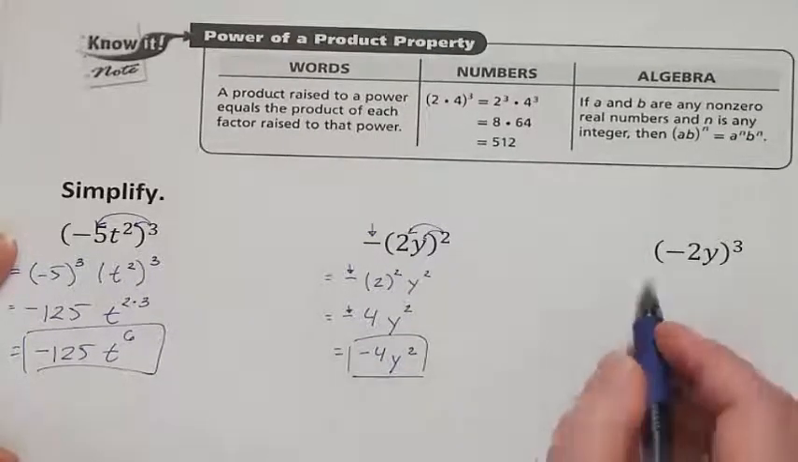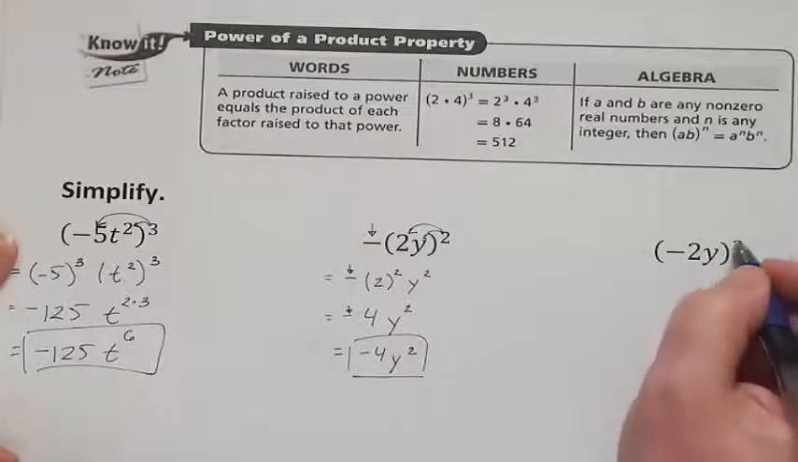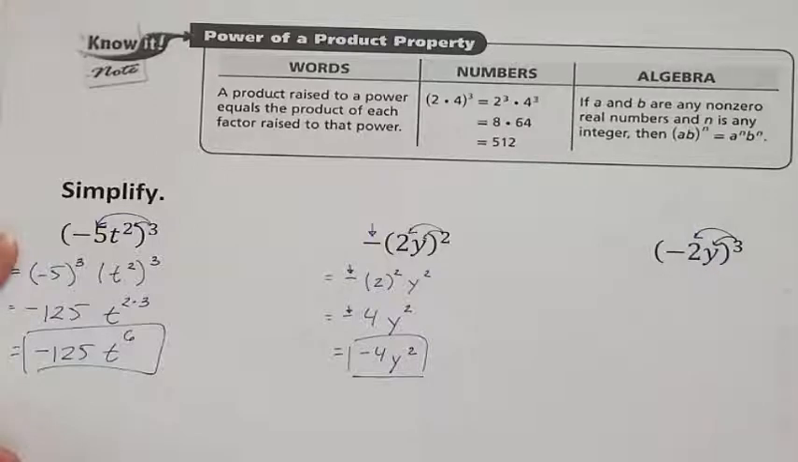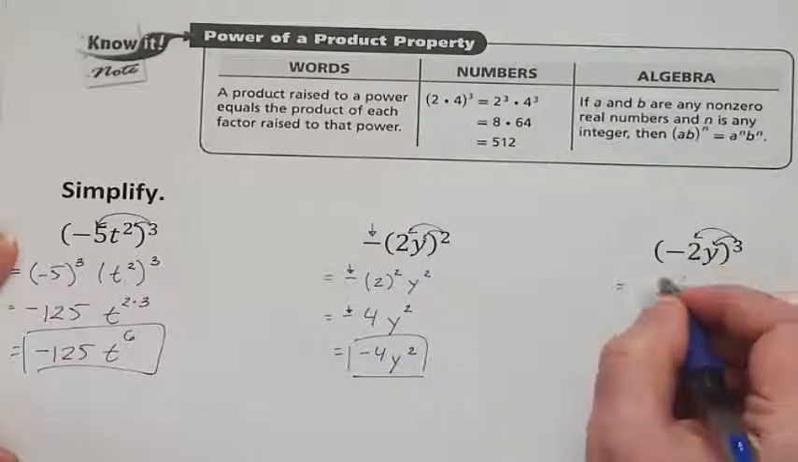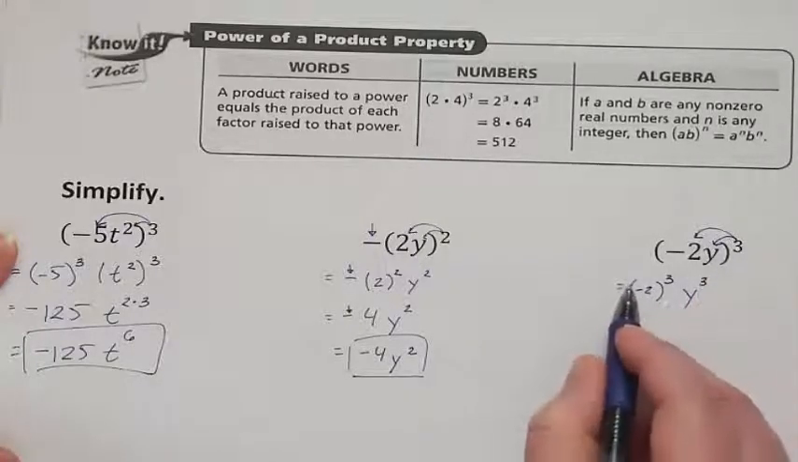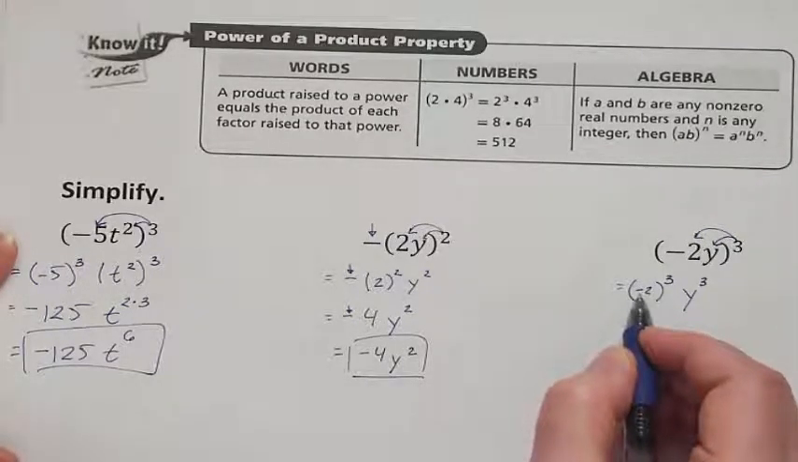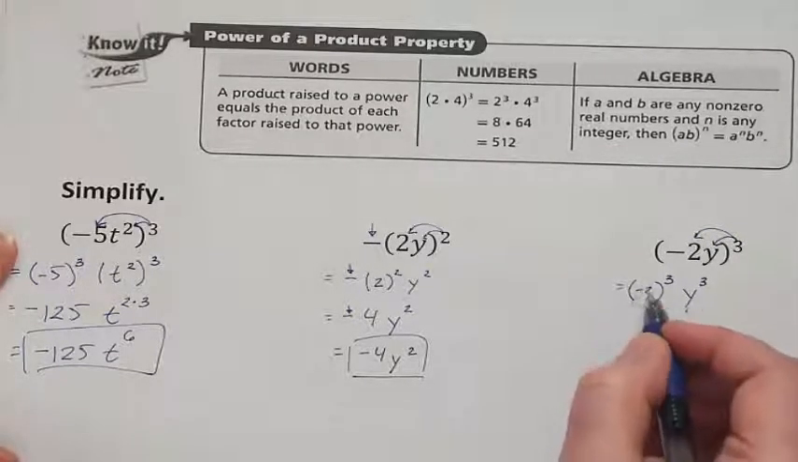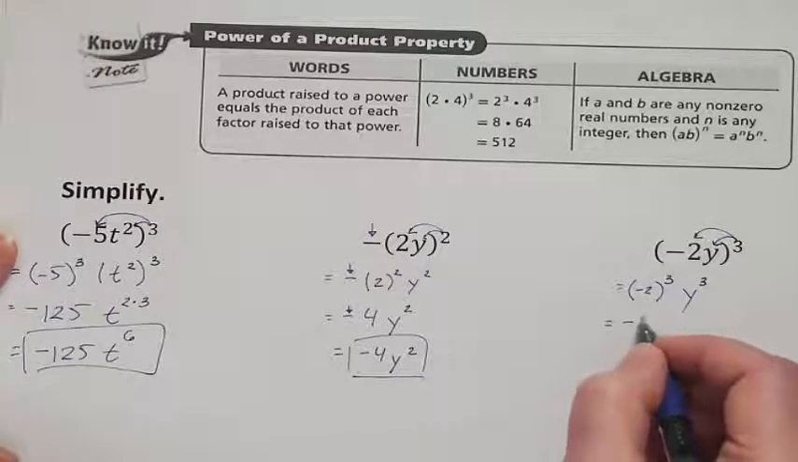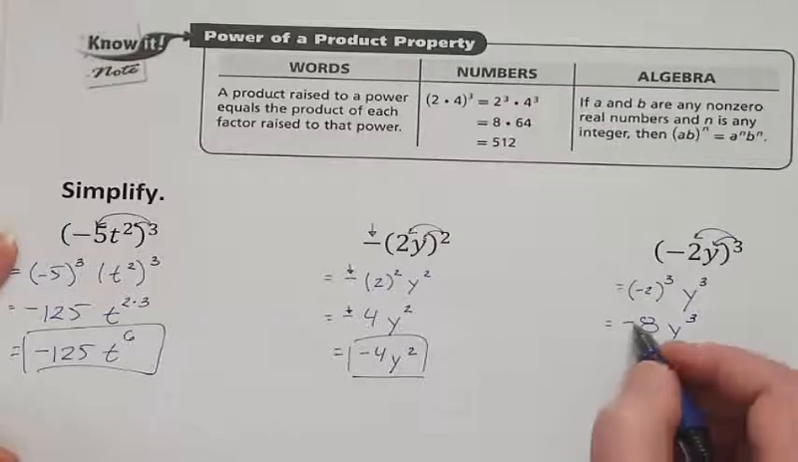I'm done. Next problem. This entire parenthesis is raised to the 3rd power, which meant everybody in this parenthesis needs to be raised to the 3rd power. So this -2 needs to be raised to the 3rd power, and this y needs to be raised to the 3rd power. I put my numbers inside of parentheses so I don't lose my negative signs. Now this -2 to the 3rd power is a -8. Y to the 3rd is already just y to the 3rd. There's nothing else to simplify, so you're done.